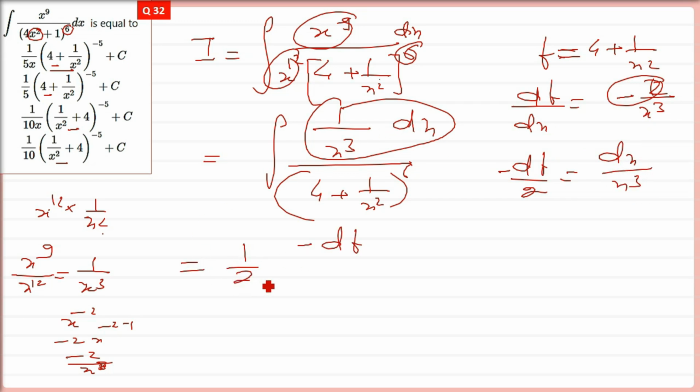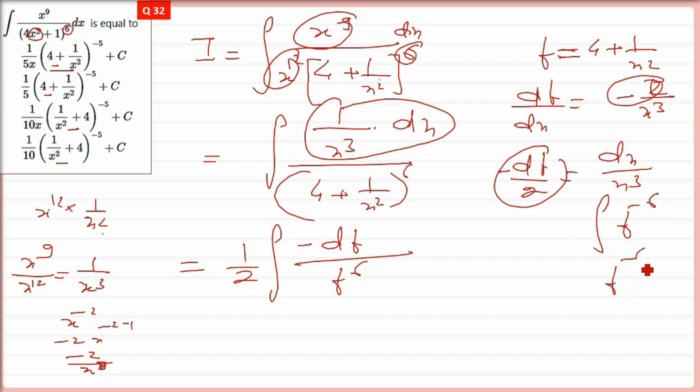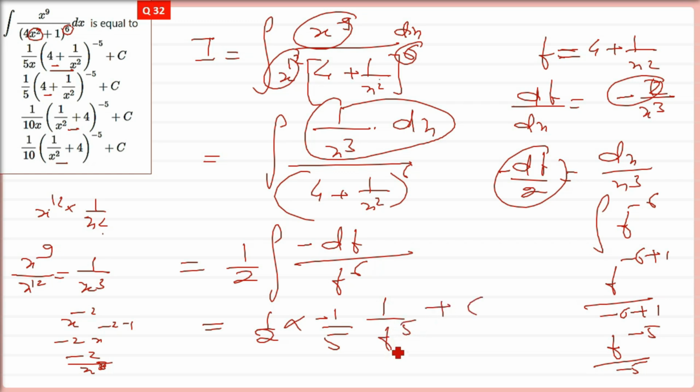So negative 1 by x cube dx, now I'm replacing it by negative dt by 2. So half, negative dt by 2, I'm writing half outside. 4 plus 1 by x square was taken as t, so t raised 6. So you just have to integrate t raised 6 in the denominator. Take it upstairs, t raised minus 6. t raised minus 6 can be written as t raised minus 6 plus 1 divided by negative 6 plus 1. It will be t raised minus 5 by minus 5. This will be half, minus 1 by 5 and denominator t raised 5. You have to bring it upstairs because the answer is like that.